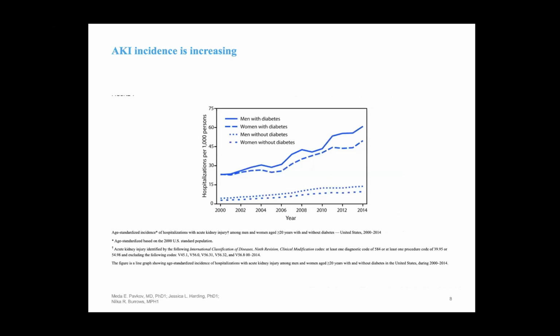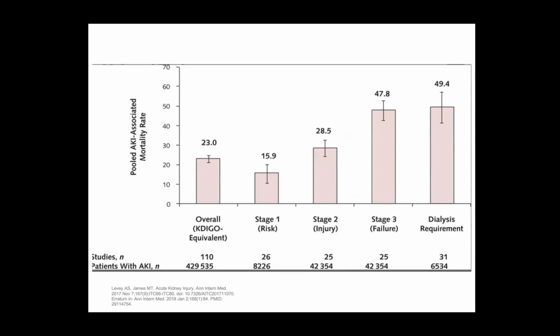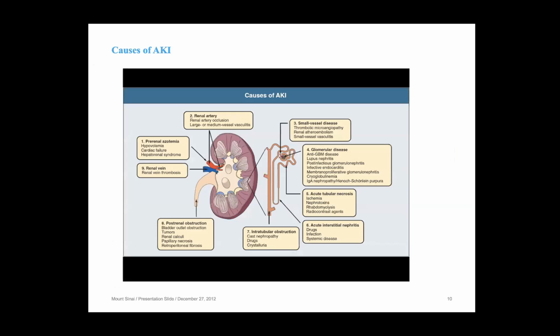And why is the incidence of AKI increasing? What's changed over these years? One of the main things is diabetes. An important risk factor for AKI is diabetes. And as you can see, in the last 15 years, in both men and women, the incidence of diabetes has gone up significantly. So has AKI-associated mortality. So now what are the causes of AKI?